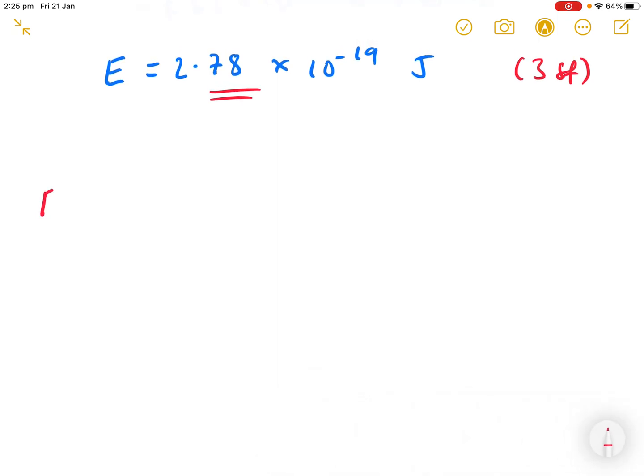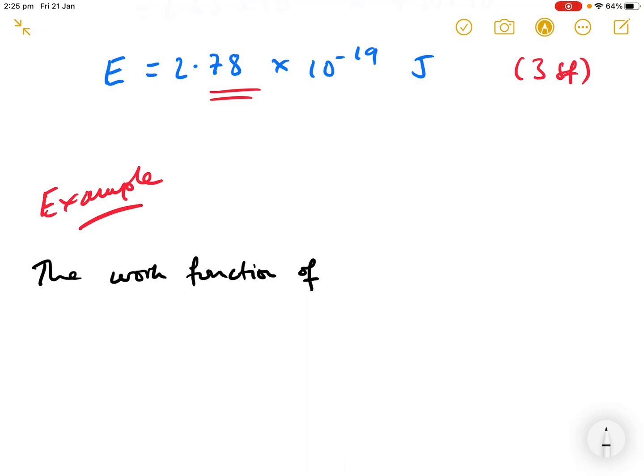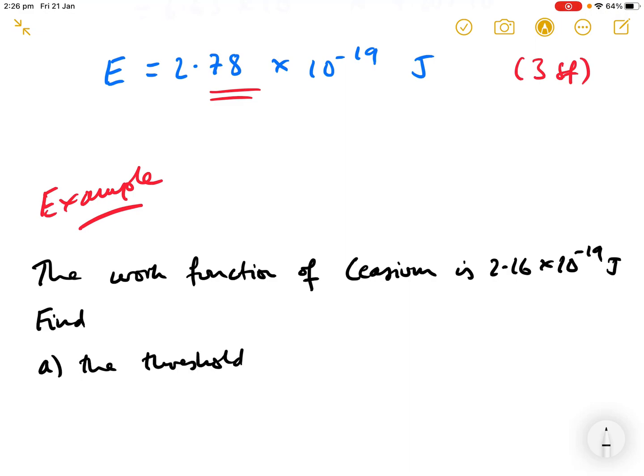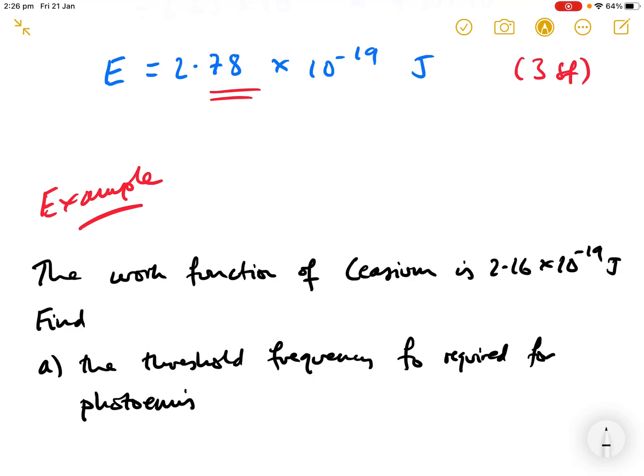Now a more substantial example. The work function of cesium is 2.16 times 10 to the minus 19 joules. A: Find the threshold frequency f naught required for photoemission.